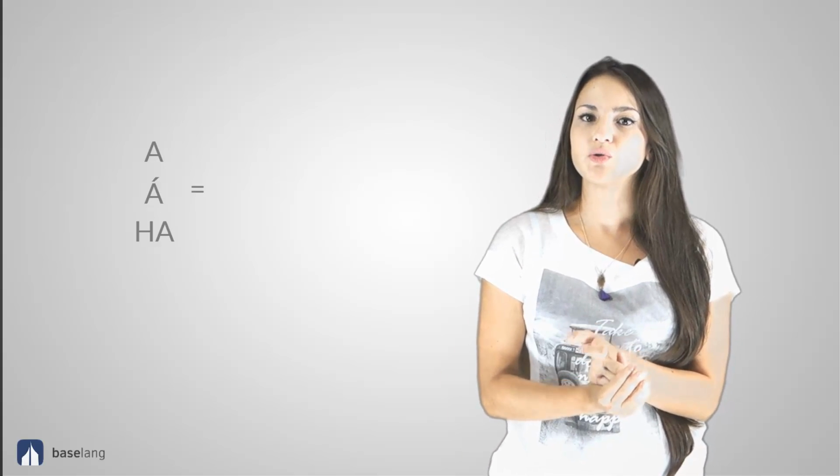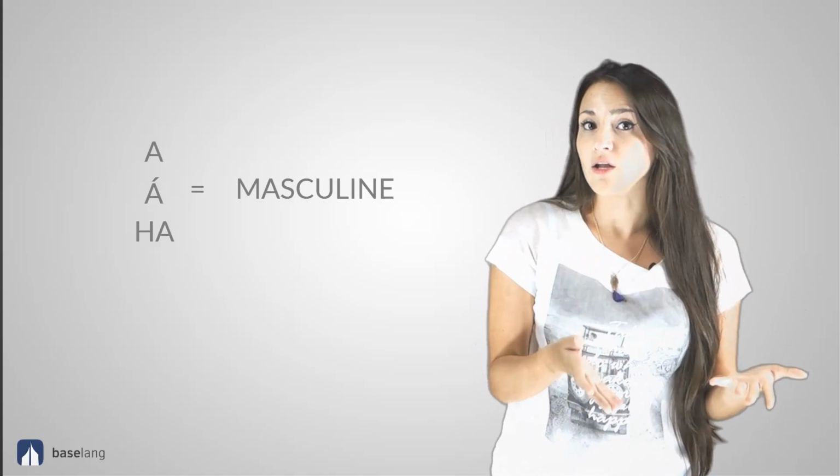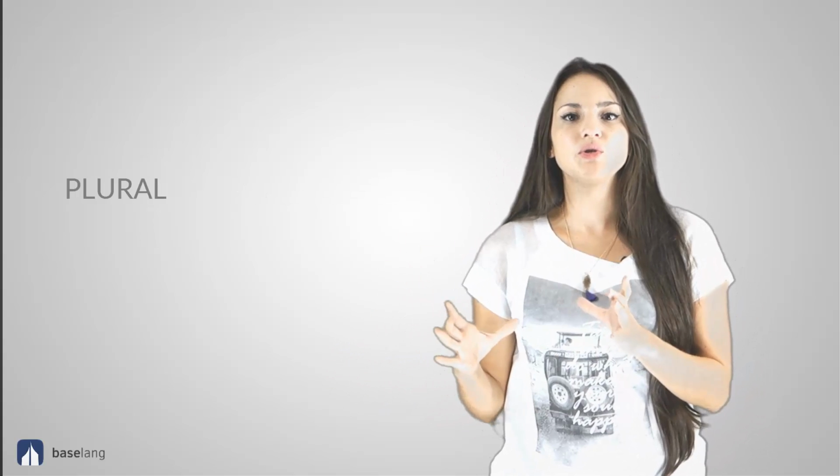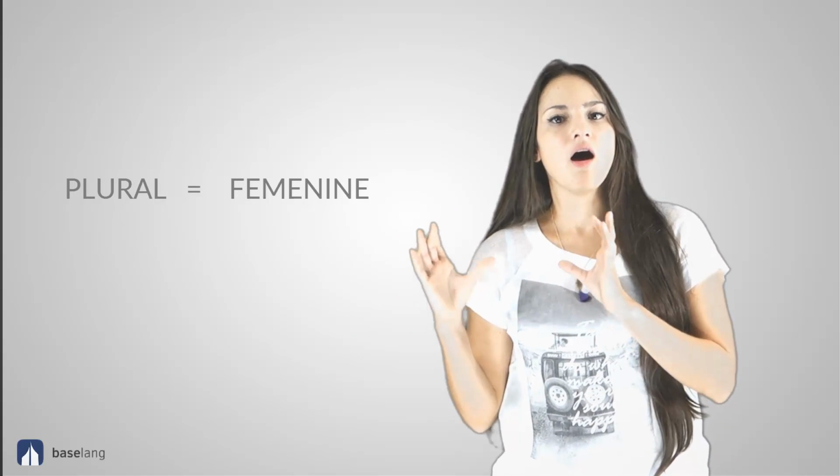Okay, so what are these exceptions? If the noun begins with a accentuated, or ha, even if the word is feminine, we're going to use a masculine article. But if we're going to say this in plural, we're going to use a feminine article.